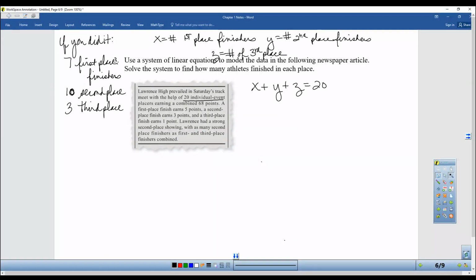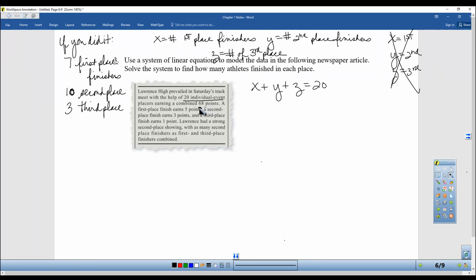Now I know it's really tempting not to write all that. It's tempting to write X is first place, Y is second, Z is third. While that is great if you're doing something for you personally, it doesn't help somebody else know what you're doing. Somebody else couldn't look at your paper. They could decipher it maybe, but it's not obvious to them, because X isn't first place. X is a number. It's the number of first place finishers. So don't be lazy. You're in honors.